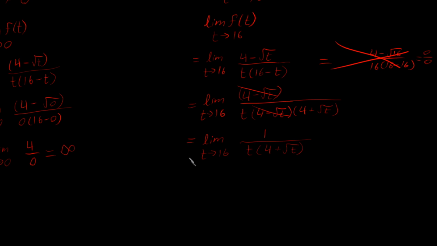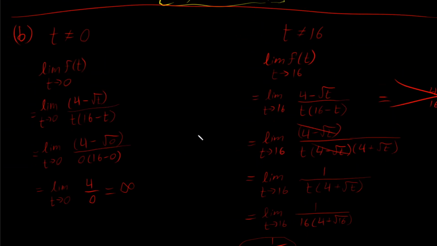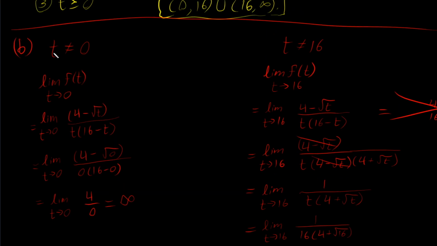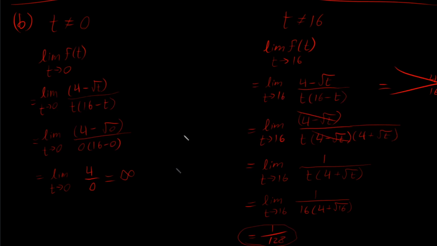So if we find the limit as t approaches 16 of this function, we will have 1 divided by 16 times (4 plus the square root of 16). And this will simply end up becoming 1 over 128. So this value here, we could see that this is not a vertical asymptote at t is equal to 16, because this is a finite value. However, we could see that at t is equal to 0, it is a vertical asymptote because over here, the value approaches infinity.